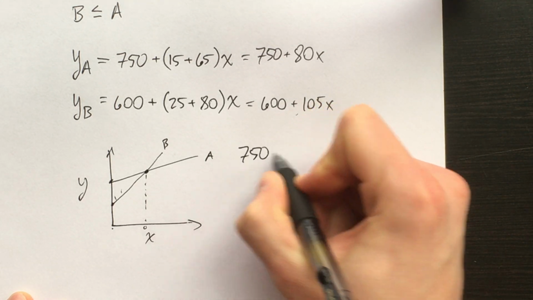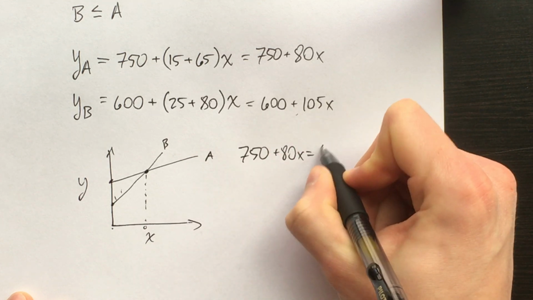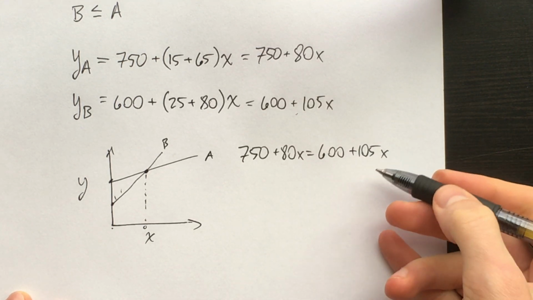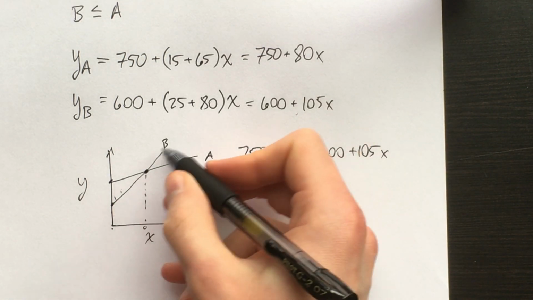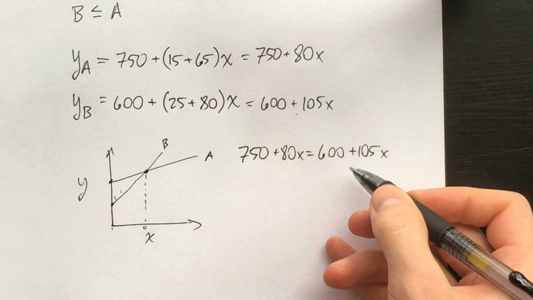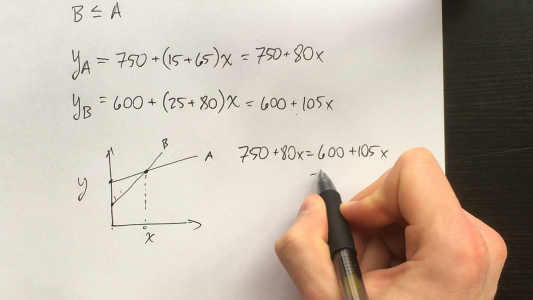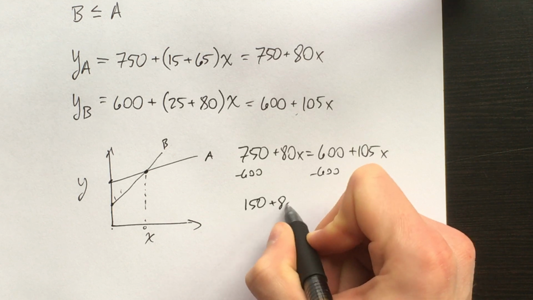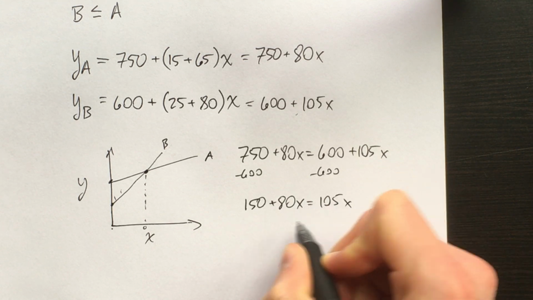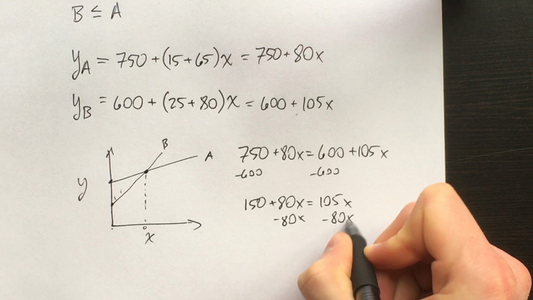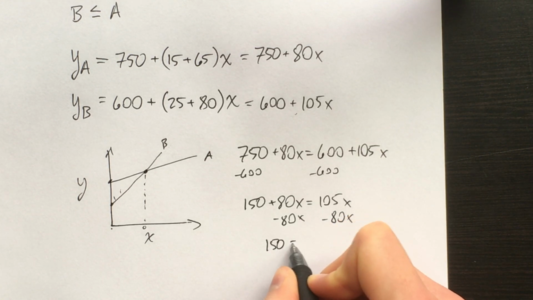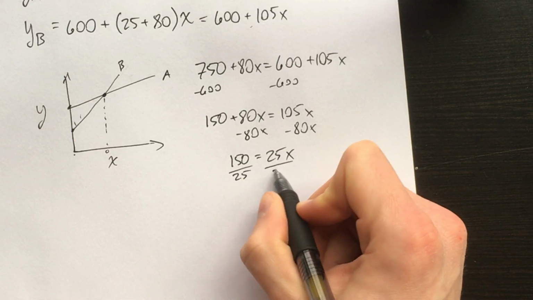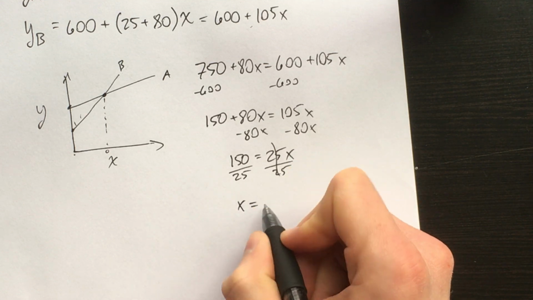So let's do 750 plus 80x equal to 600 plus 105x. Again, why am I doing this? Because I want to find the x value at which these two are equal. So I just set them equal to each other. From here we do minus 600 on both sides. So that's 150 plus 80x is equal to 105x. Here we can subtract 80x from both sides to get all the x's on one side. So we get 150 is equal to 25x. And lastly, we can divide both sides by 25 to get x is equal to 6.